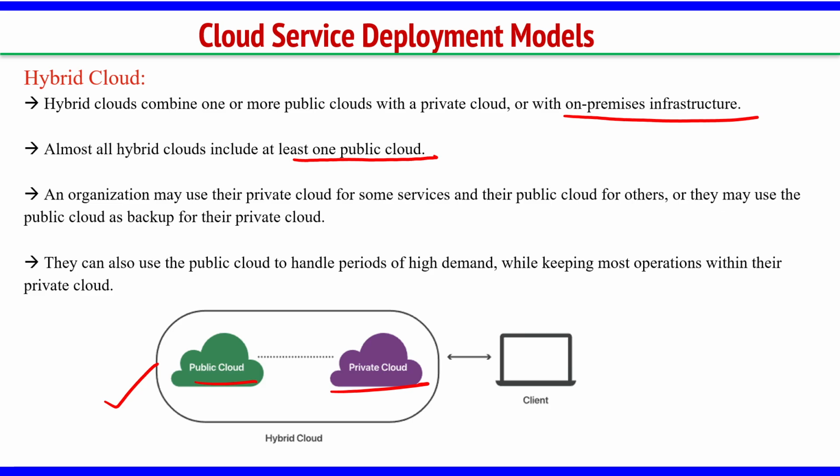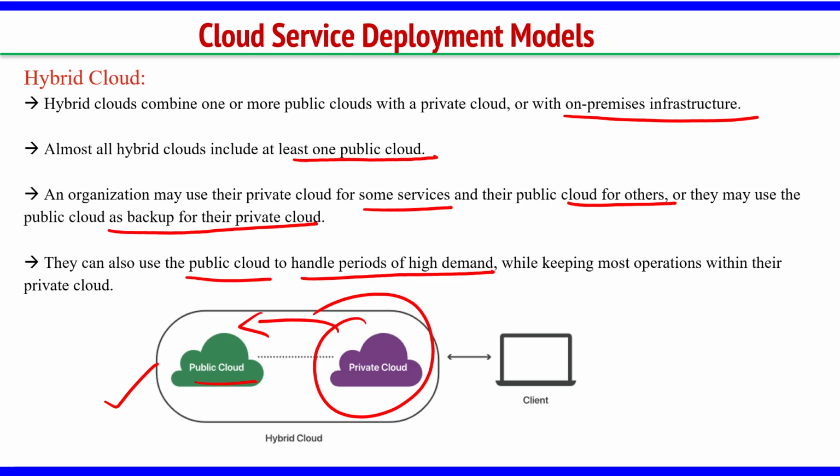An organization may use their private cloud for some services and their public cloud for others, or they may use the public cloud as backup for their private cloud, right? So if you are integrating public cloud and private cloud, it becomes the hybrid cloud. They can also use the public cloud to handle periods of high demand. So when I am running my whole application in private cloud only, but when there is huge demand, I can take advantage of public cloud, while keeping most operations within their private cloud. Just taking small advantages of the public cloud, right?